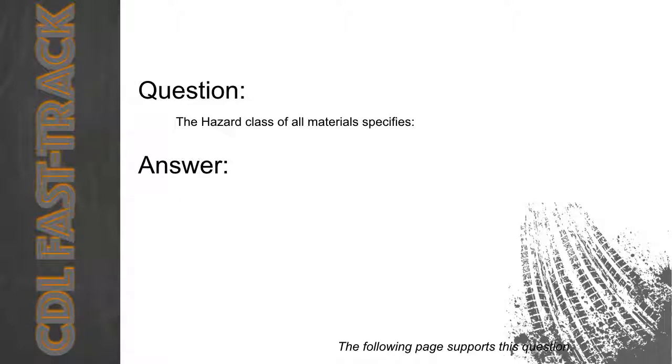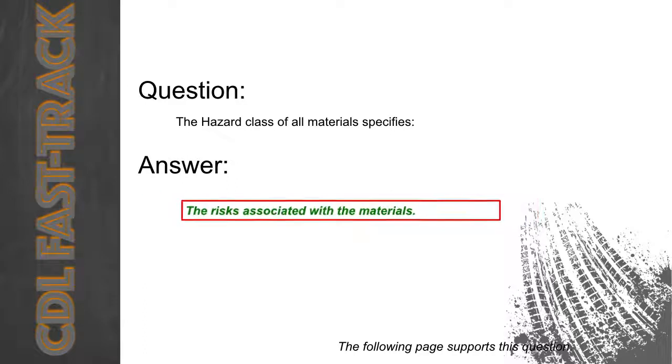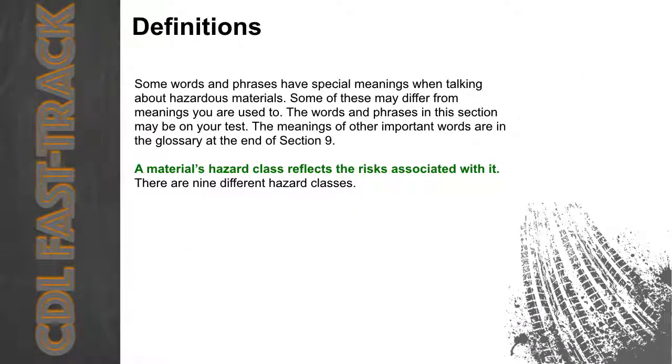The hazard class of all materials specifies the risks. Definitions. Some words and phrases have special meanings when talking about hazardous materials. Some of these may differ from meanings you're used to. The words and phrases in this section may be on your test. The meanings of other important words are in the glossary at the end of section 9. A material's hazard class reflects the risks associated with it, and there are 9 different hazard classes.